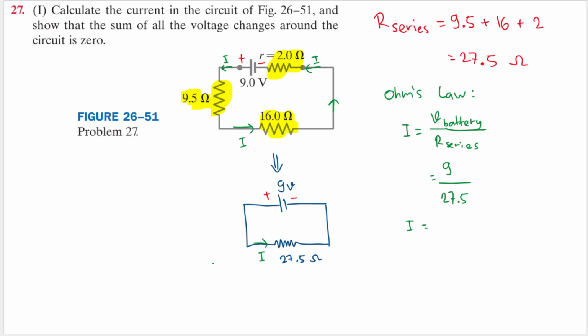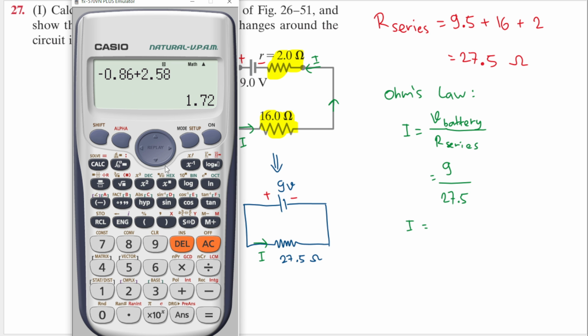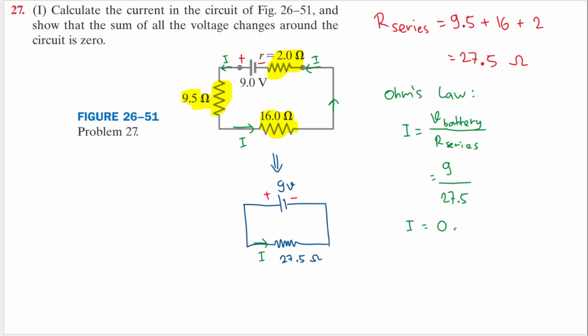So I will have the current. I think this will be the job of a calculator here. So we will have 9 divided by 27.5. That will be 0.327, and the unit here will be ampere. Okay, and so we get the first part of the question done. So this is the answer here.